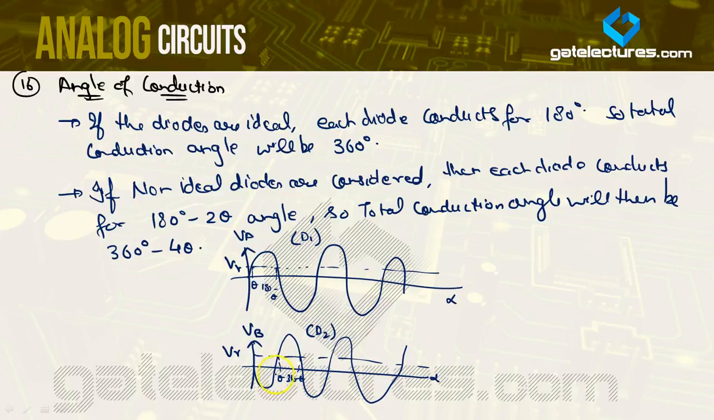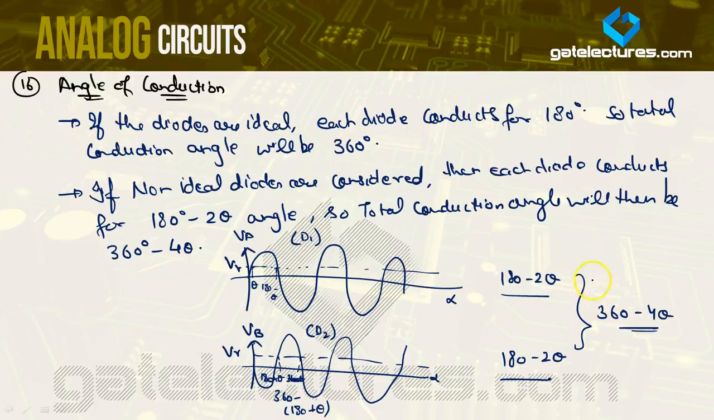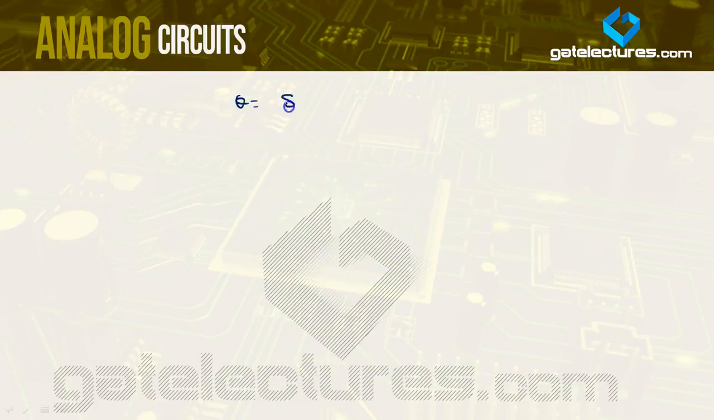This is theta, this is 180 minus theta. We are considering theta here. This is 180 plus theta, and this is 360 minus theta. So this is basically 180 minus 2 theta, and this is also 180 minus 2 theta. You get 180 minus 2 theta for each diode, and the total conduction angle being 360 minus 4 theta, where theta is sine inverse of V gamma by Vm.